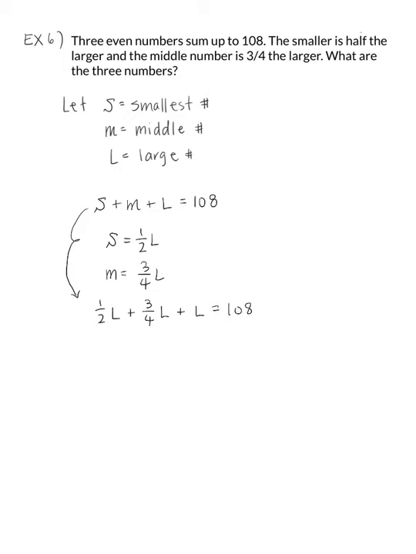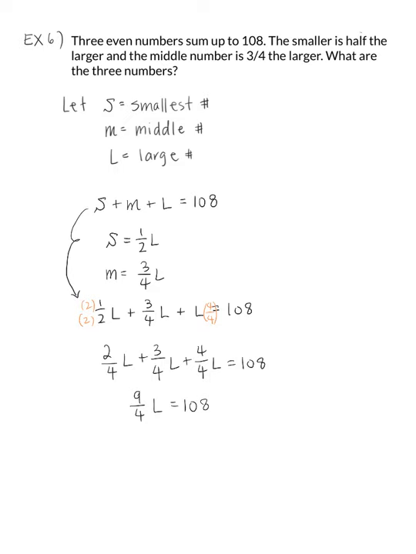So now I need to get common denominator, so that will be LCD of 4. So that means I'm gonna multiply this guy by 2/2, and then this guy by 4/4. Okay, so then if I do that, then you're gonna have 2/4L plus 3/4L, and then plus 4/4L equals 108. Now, since we got the common denominator, I can add the numerators together. So you're going to have 9/4L equals 108.